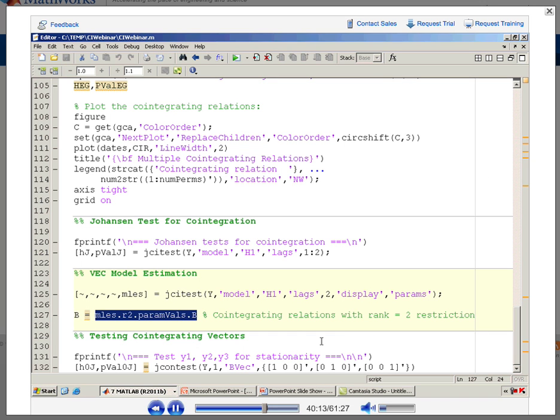Finally, let me just say a word about some additional tests we have. We have a function called jcontest, which allows you to put constraints on either the cointegrating vectors or the adjustment speeds in the error correction model and test to see whether those constraints are supported by the data.